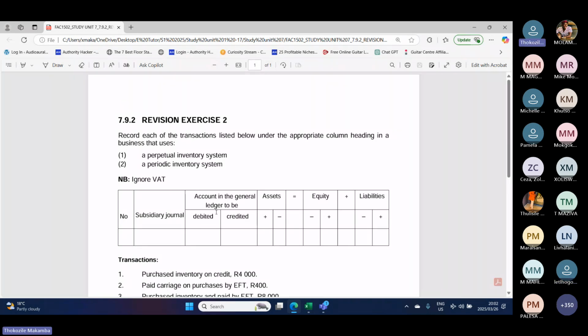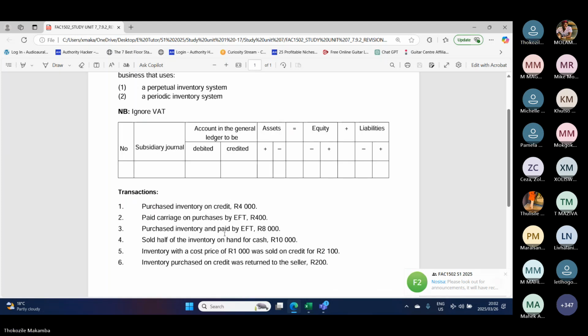I'm not sure. At some stage you're going to have to calculate it. I don't think they'll make it this straightforward, because this is very straightforward. You're going to have to do a little bit of maths.